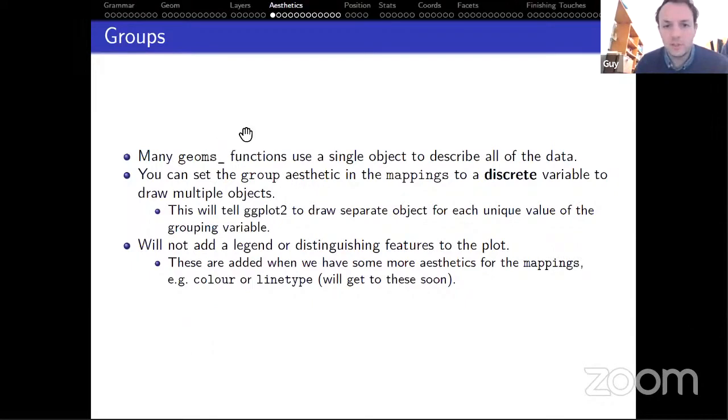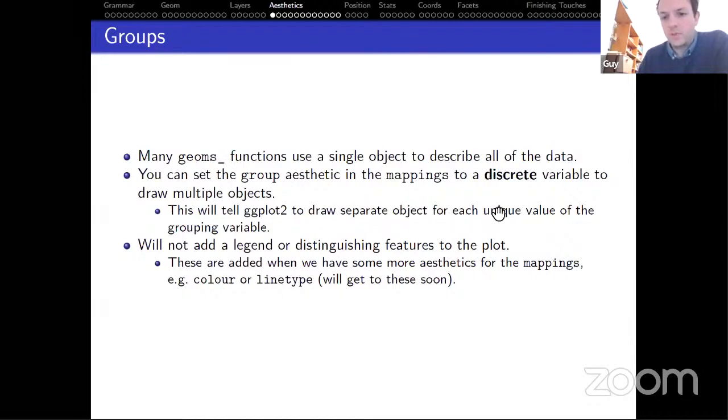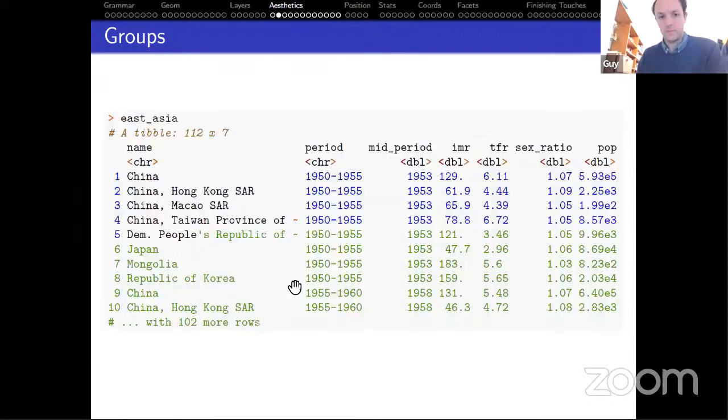Many of these geom functions use a single object to describe all the data, but we can use the group aesthetic in the mappings argument to use a discrete variable, like a categorical variable, to tell us to separate the geoms, to create multiple geoms for different groups, different subsets of the data. This will allow us to draw unique separate objects for unique values. This doesn't add a legend or any distinguishing feature to the plot to detect which groups we're using, but we will later see how to do that using other types of aesthetics like color or line type.